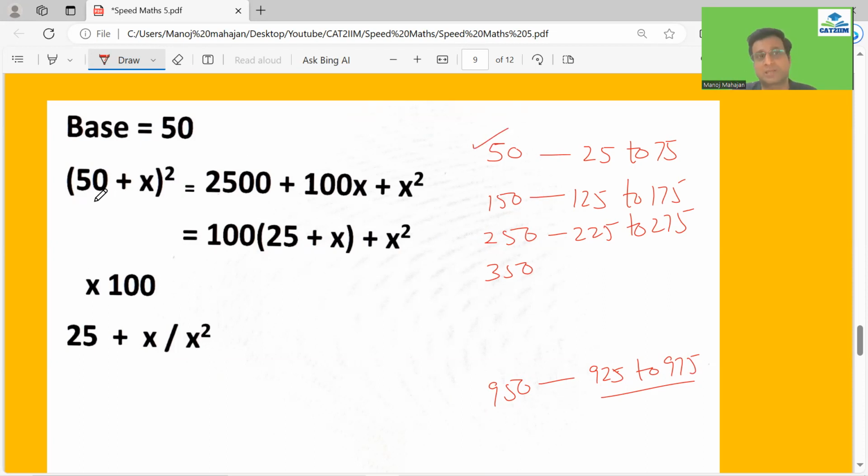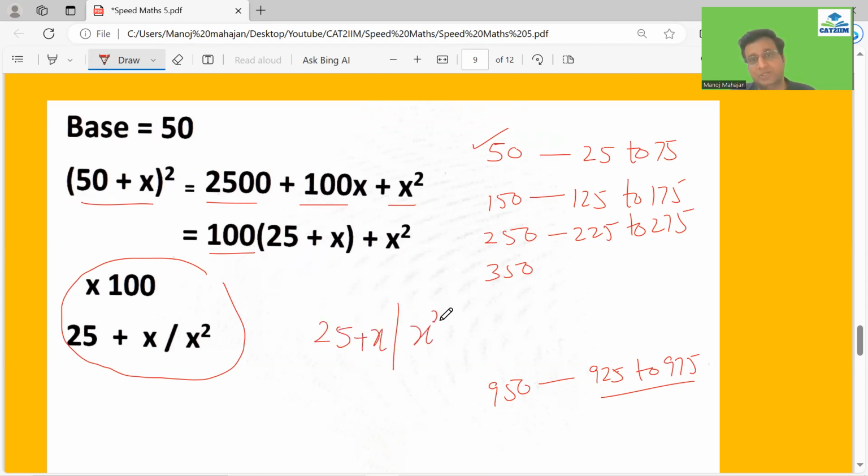So let's use the concept again, (a plus b) whole square. So base is 50, I fixed up. X is again the surplus or deficit with respect to the base 50. So (50 plus x) whole square we do, this is what we are going to get. I took 100 common. So this is the result which we should remember, and the calculation would be damn fast, I'm telling you. So what is the left hand side? 25 plus x. What is the right hand side? X square.